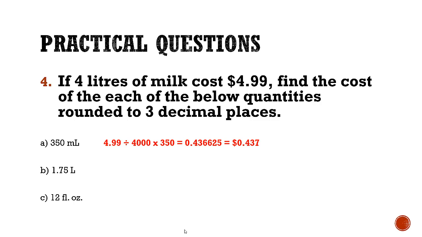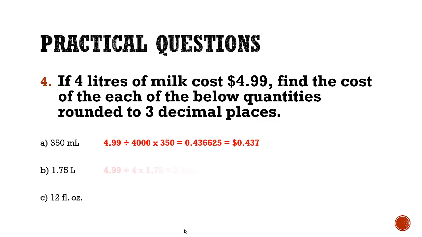Let's multiply it by the 350 milliliters we're looking for to get that final rounded answer of $437 for 350 milliliters. Same concept, except instead of milliliters, we're now looking for a cost in liters.